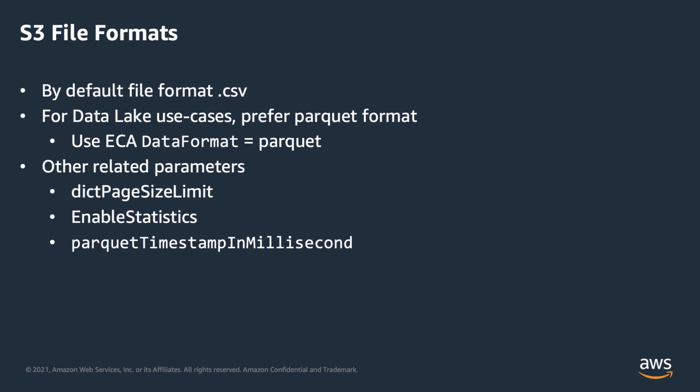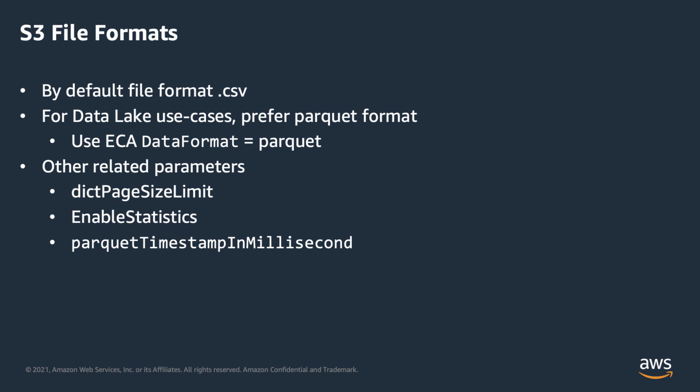ECA enabled statistics enables statistics about the Parquet file pages and row groups. This allows column-level statistics to be stored as metadata with Parquet files. This is particularly helpful when you use Spark for data processing due to optimizations such as predicate pushdown.